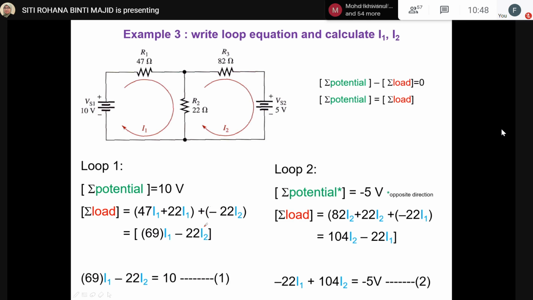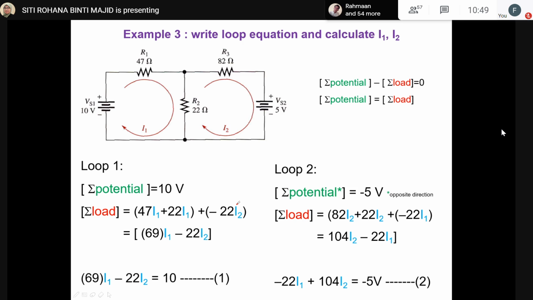Okay, we proceed to the second loop, which has a potential of negative 5 volts. Why negative 5 volts? If you check the diagram, it is in the opposite direction. Then the next process, we want to calculate the total load for loop 2. So this one is definitely I2, this one also I2, but R2 experiences I1 in the reverse direction, and the same thing we can put as minus 22 I1.